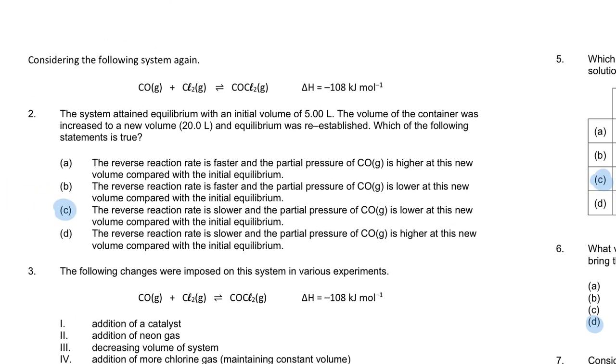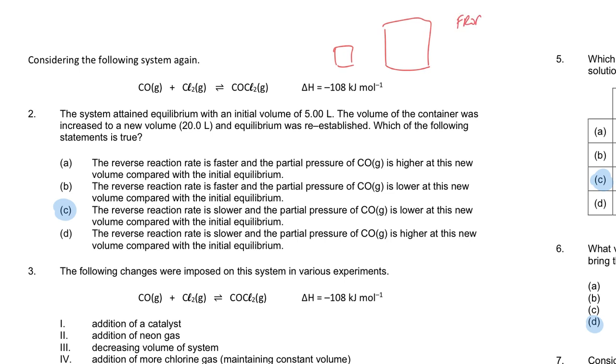So this question here was a bit tricky, because the system attained equilibrium with an initial volume of 5 liters. The volume of the container was increased to a new volume of 20 liters. So I always like to, in my head, or with my hands, draw out or mimic what is occurring. It's going from 5 liters to 20 liters, which means it's getting much larger. Then I always go through the 5 steps.